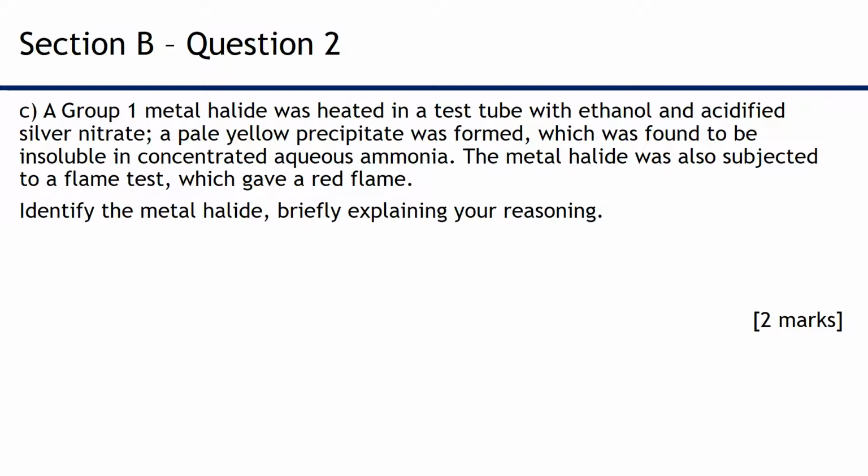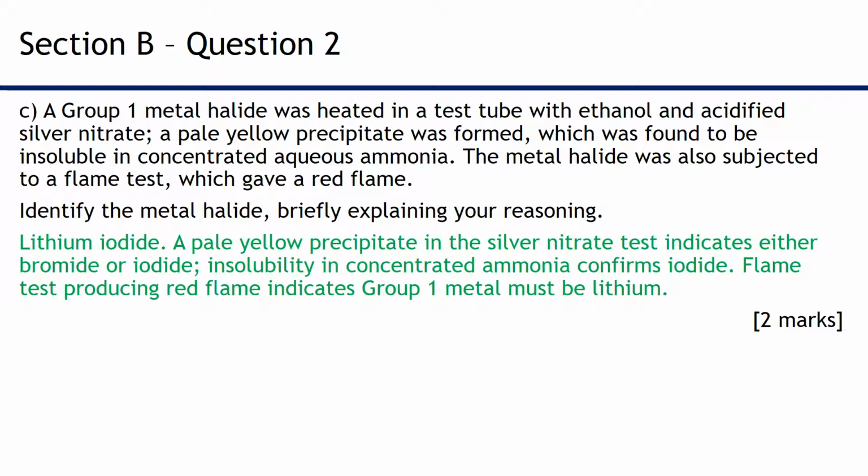So in the test with ethanol and acidified silver nitrate, we have a precipitate being formed. So that tells us that it's going to be one of either chlorine, bromine or iodine, as fluorine doesn't give a precipitate. We're then told it's insoluble in concentrated aqueous ammonia, so no concentration of ammonia whatsoever is going to dissolve it, and so that means it's likely to be iodine.